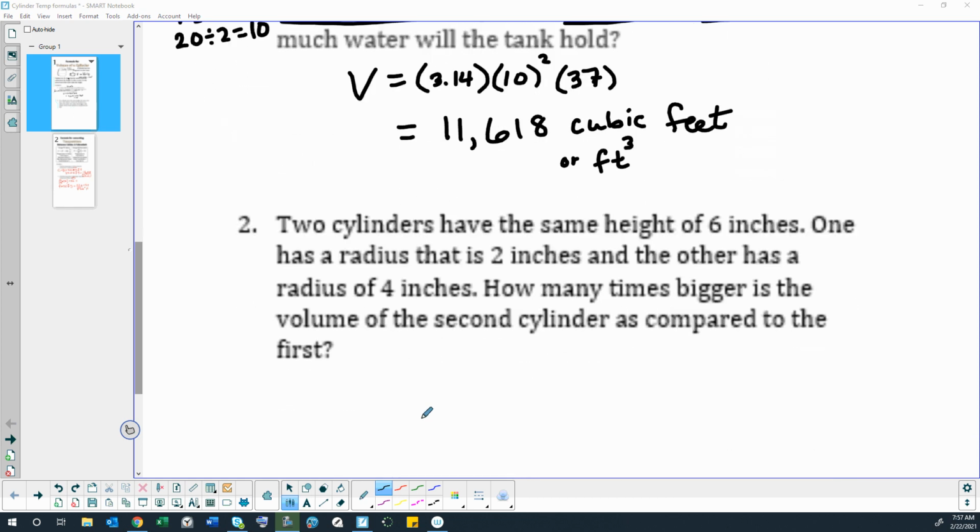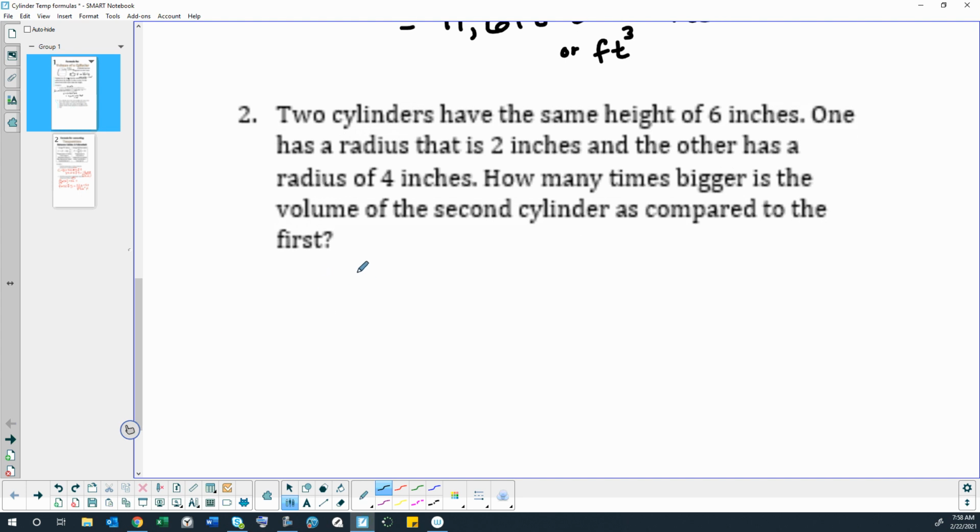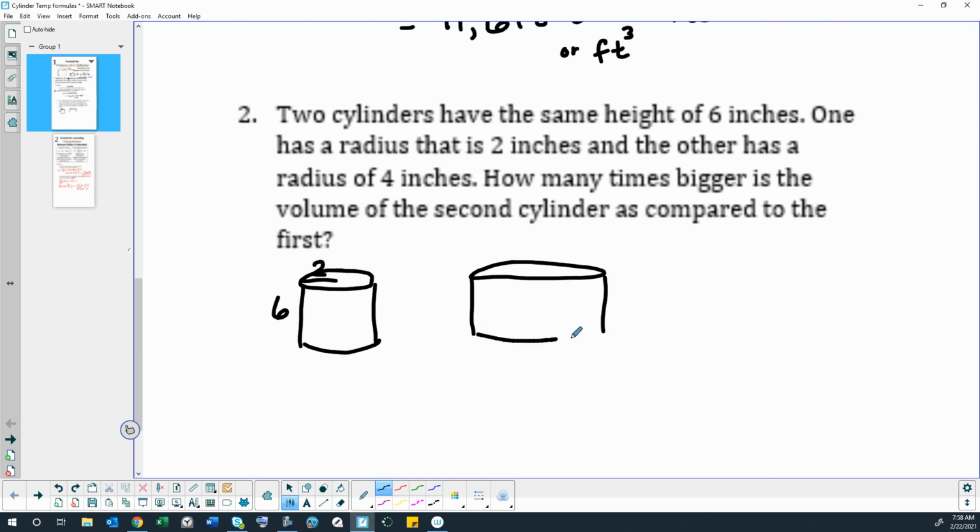Next, example 2. Two cylinders have the same height of 6 inches. One has a radius that is 2 inches and the other has a radius of 4 inches. How many times bigger is the volume of the second cylinder as compared to the first? Well, this is a weird question. So we've got two cylinders. Here's one. My pictures are not great. It has a height of 6 and a radius of 2. And we have a different one that also has a height of 6, but it has a radius of 4.